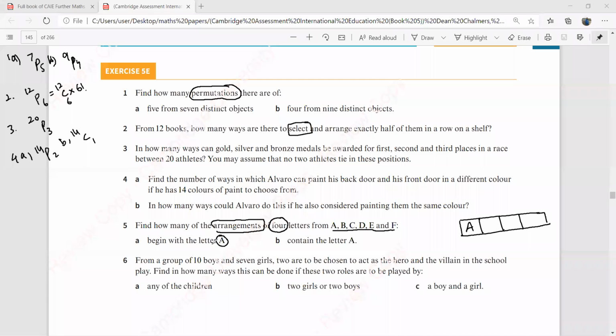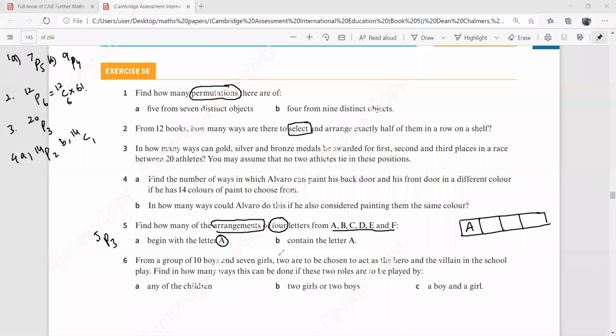So how many arrangements of these letters can there be? 5P3. Exactly, because you have to choose and arrange 3 from the remaining 5. So this is going to be 5P3.